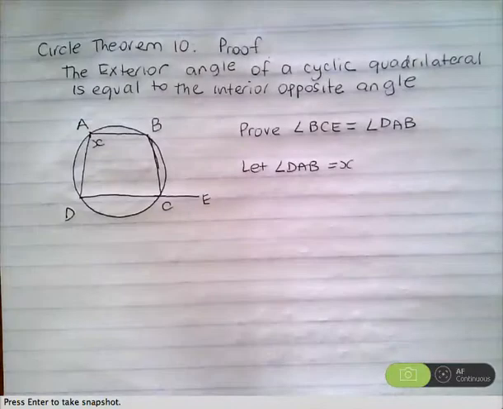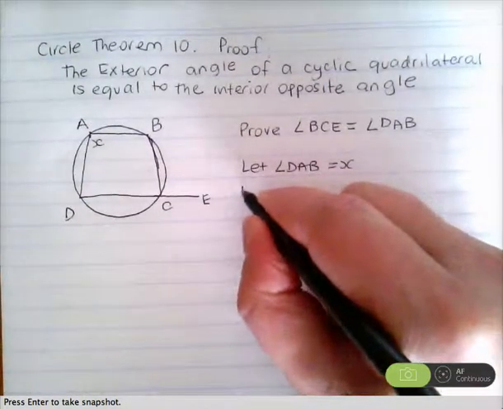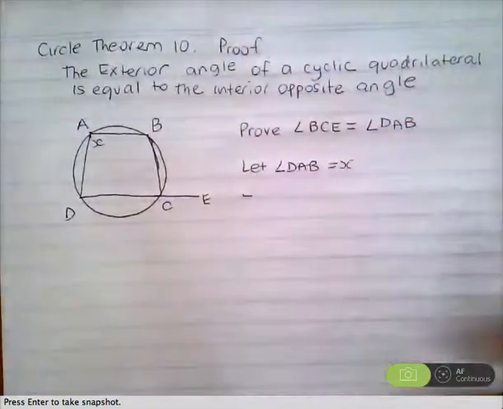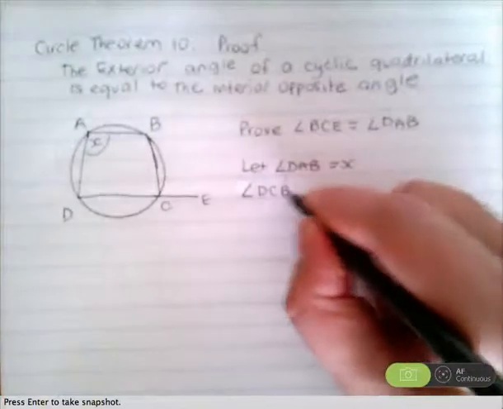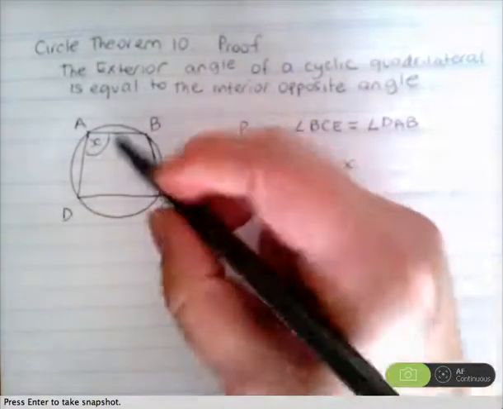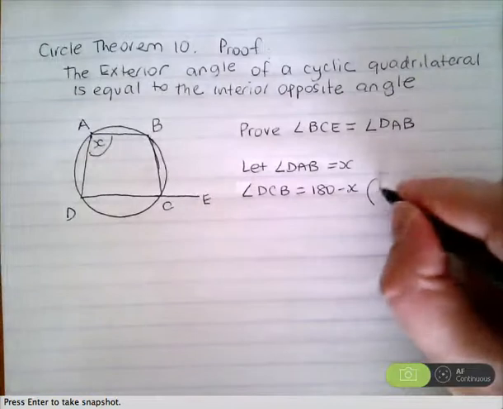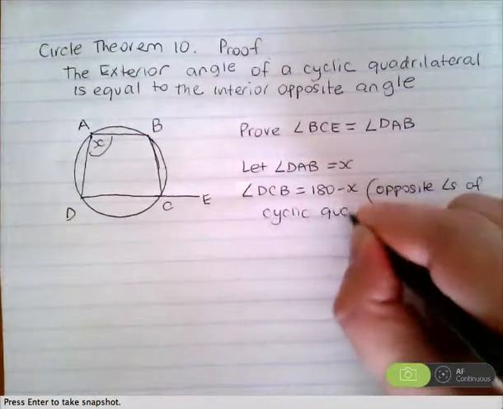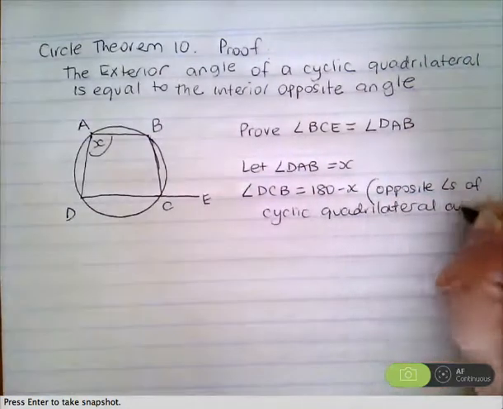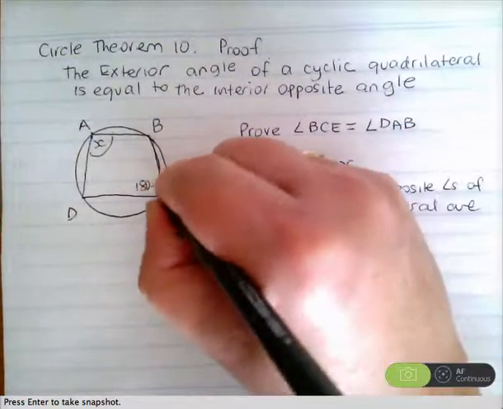Now, because of the theorem that we just did, which is Sokol theorem 9, in that opposite angles of a cyclic quadrilateral are supplementary, we therefore know that if this angle up here is x, then angle DCB equals 180 minus x, because angle DCB plus angle DAB equals 180. The reason is that the opposite angles of a cyclic quadrilateral are supplementary. Okay, so I'm just going to write that in there, that this angle here is 180 minus x.